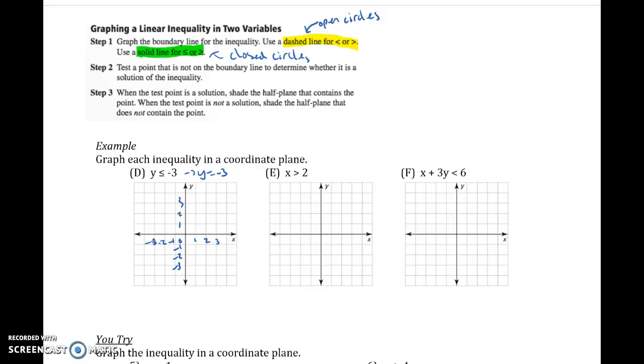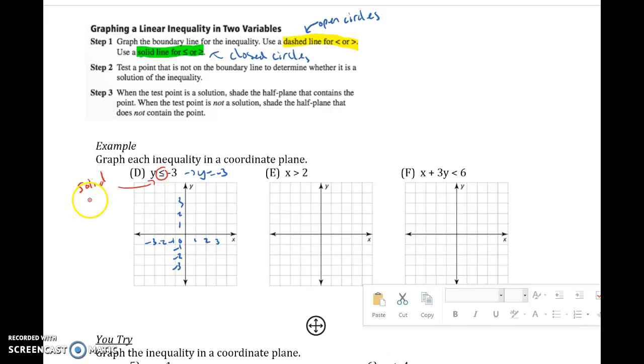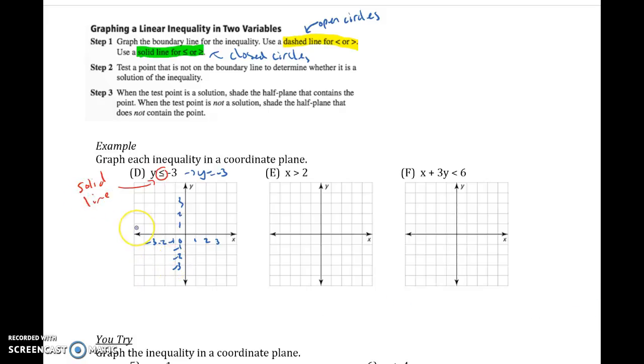And then before I go ahead and just graph my line at -3, I'm going to think, okay, what kind of circles do I have? What kind of line is that? So it's solid. It's less than or equal to, so it's a solid line, meaning everything on y equals -3 could be a solution. So basically these are all solid circles, right? So when I connect them, it'll all be one solid piece, okay?